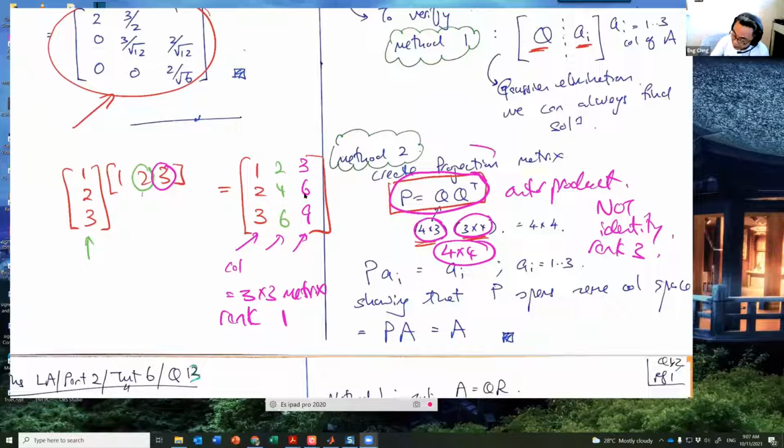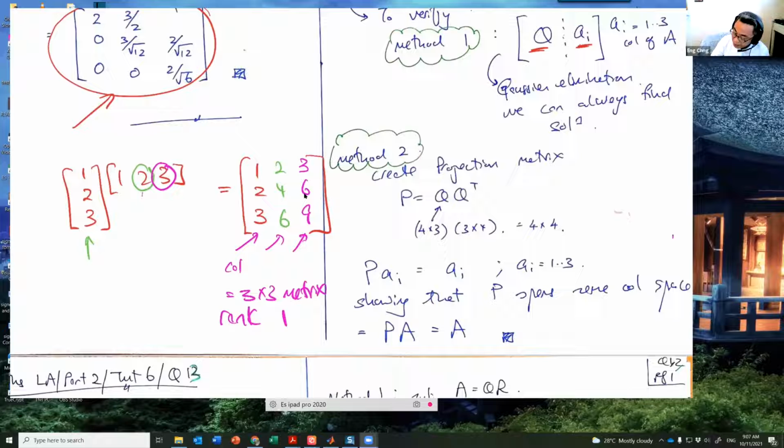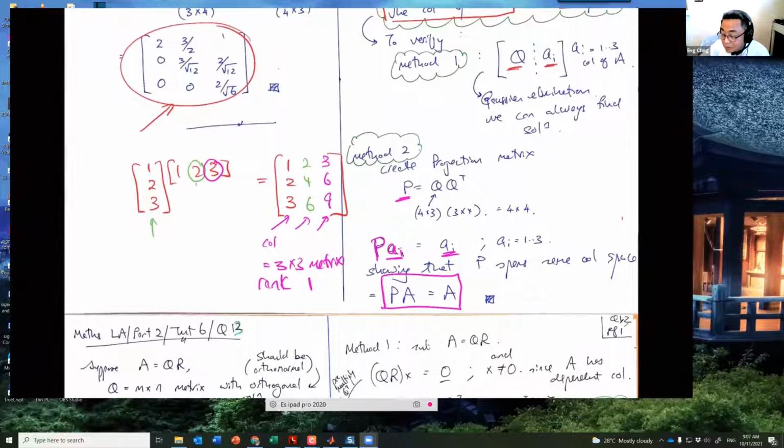P is something called a projection matrix, and it has a very important interpretation. P is a projection matrix that allows us to play with different inputs, and we will see how the inputs land in the column space of P, which is the same as the column space of our original matrix A. P times each column of A gives exactly what A is. It shows that P spans the same column space as A. Right, so with that, I pause here and I'll take questions now.